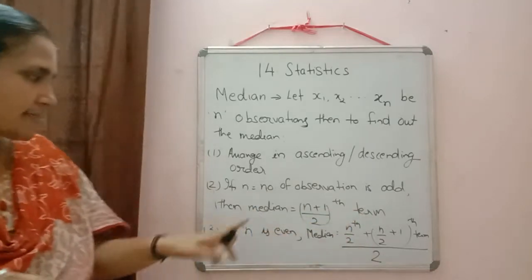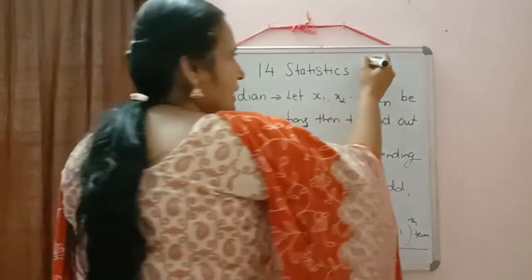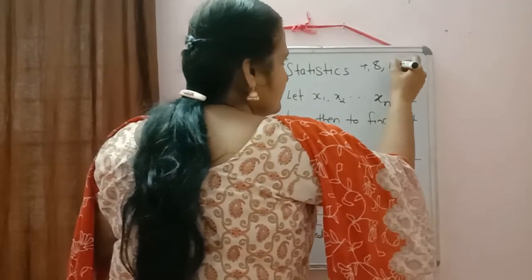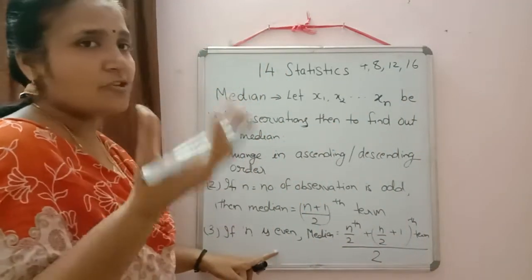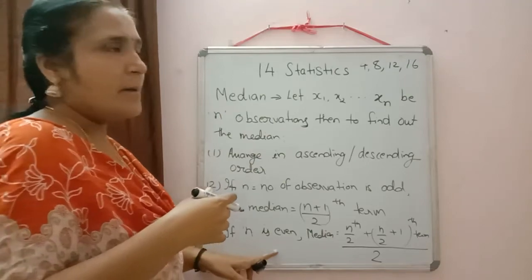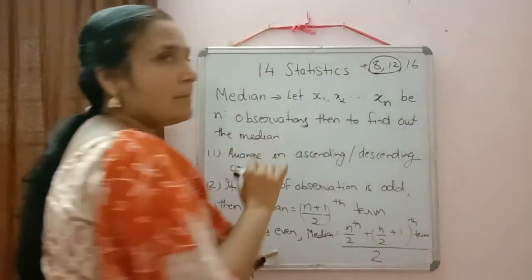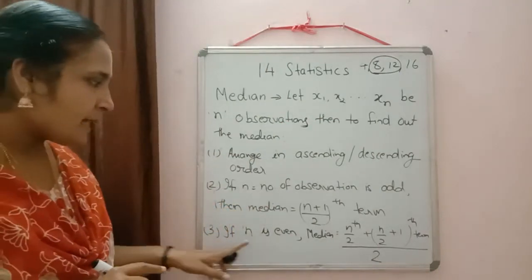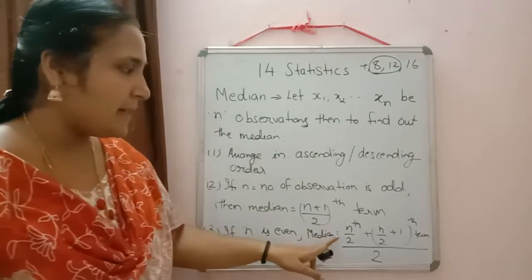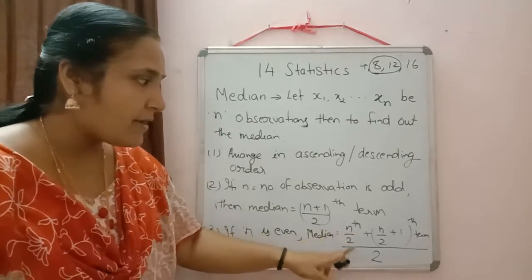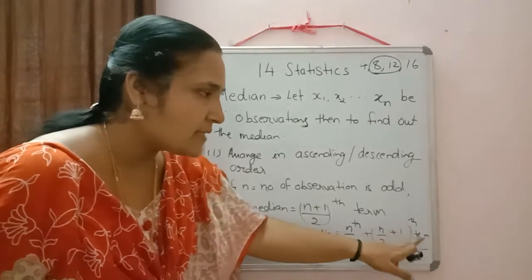Now the second case, if n is even, the number of observations is even. Suppose I wrote here 4 numbers. If I ask what the numbers at the middle are, obviously in the middle we have 2 numbers. So that is the case. If n is even, then what will we do? We'll calculate the median by taking the average of the n by 2 and (n by 2 plus 1)th term.